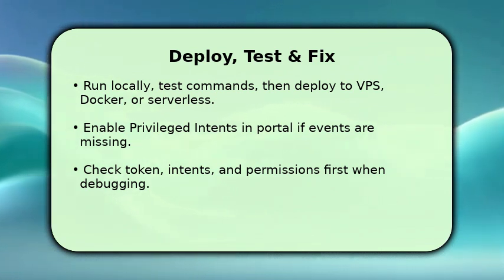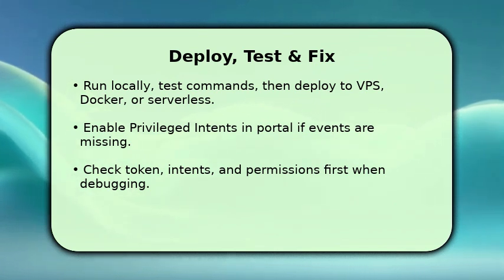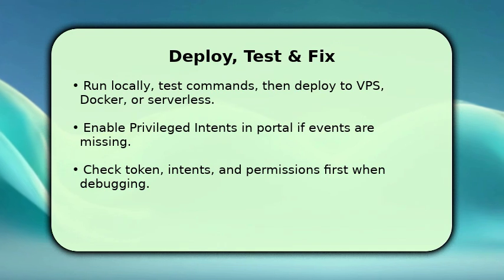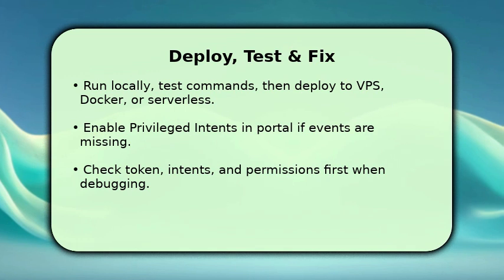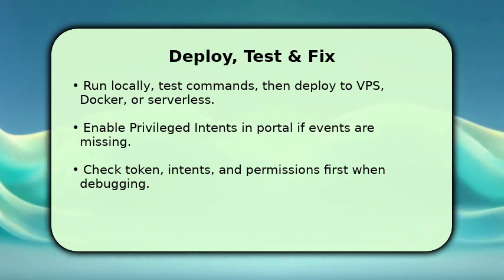After deployment, invite the bot and test every command and interaction. If something fails, check the usual suspects: correct token, matching gateway intents, and required permissions. As a troubleshooting tip, regenerate the token only if you suspect it was leaked.